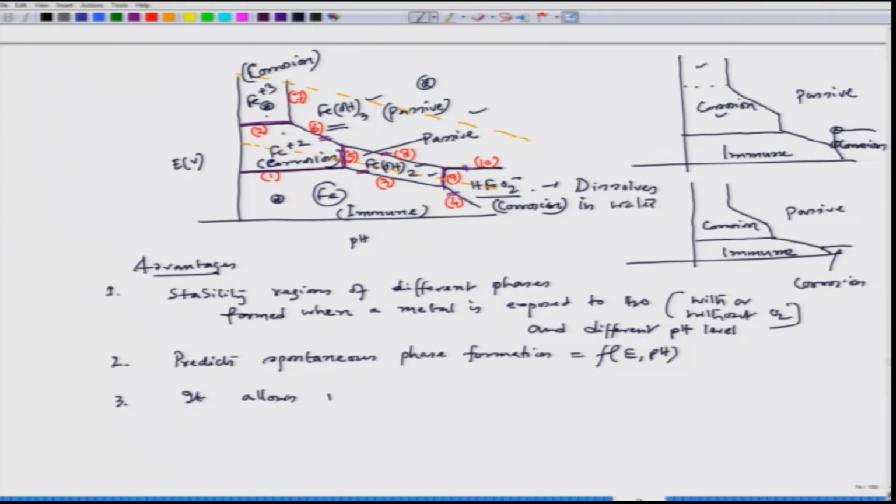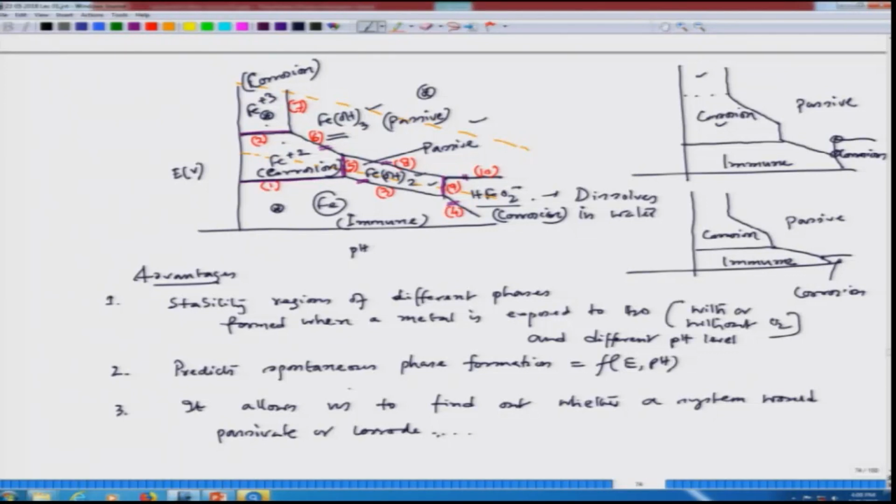allows us to find out whether a system would passivate or not, or corrode. That information we will definitely get. Now, interestingly, in order to do that, we need to just see the case of the iron and aluminum system.